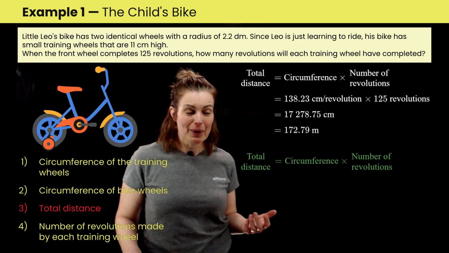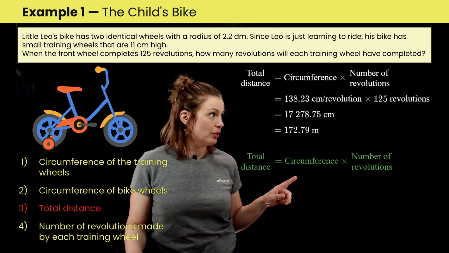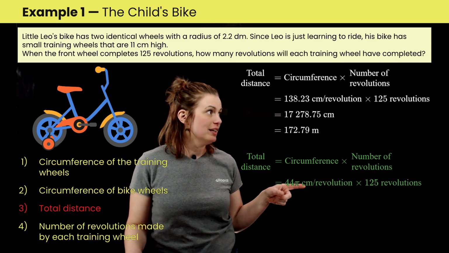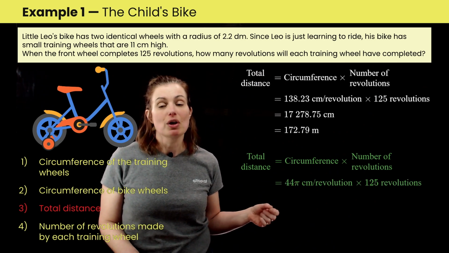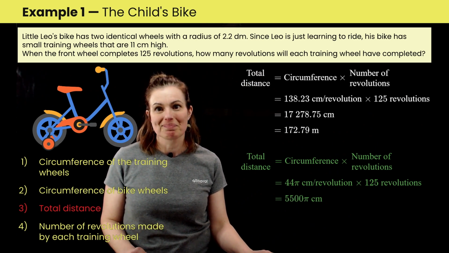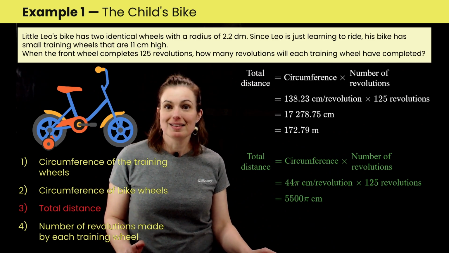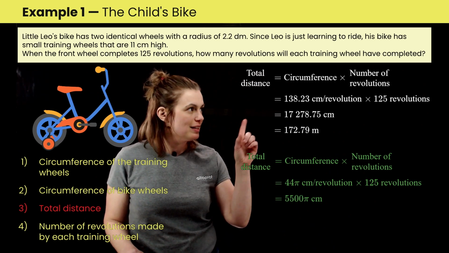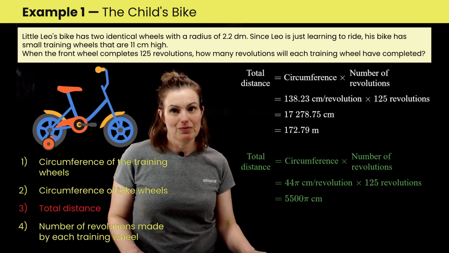In terms of pi, my total distance is still going to be calculated using the circumference times the number of revolutions, but this time I'm going to use the 44 pi centimeters per revolution and multiply that by the 125 revolutions that the problem gave me. That gives me 5,500 pi centimeters. So in terms of pi is a little more precise than when I convert it into the decimal values, but either way is fine.